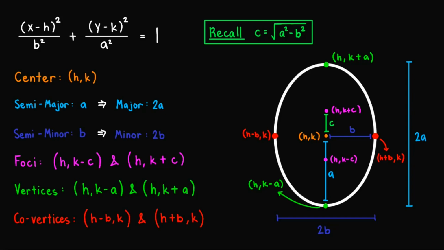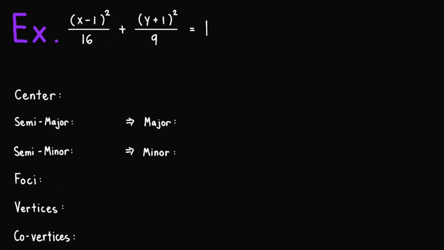And as mentioned earlier, we'll try out an example in this video. So without further ado, let's have this example. In here, we're given the equation of an ellipse, which is (x minus 1) squared over 16 plus (y plus 1) squared over 9 equals 1. So before we solve this, feel free to pause the video so that you may try this first on your own.